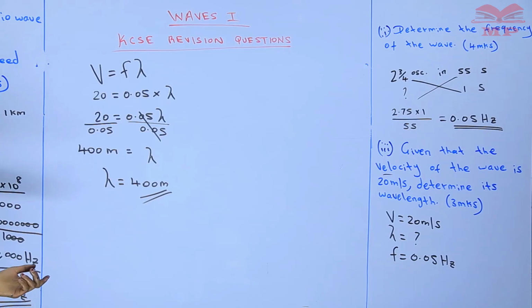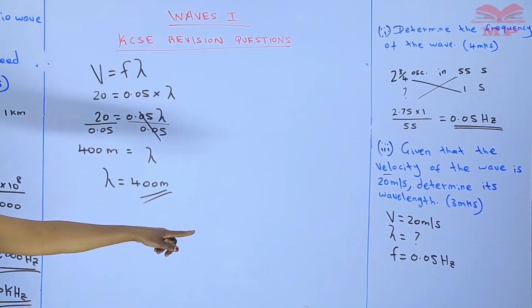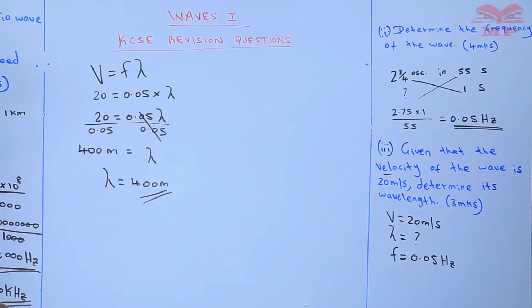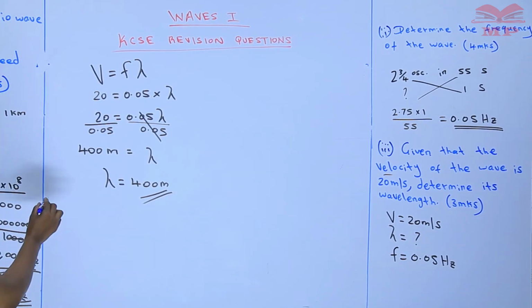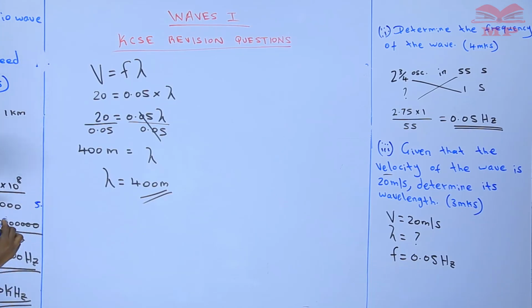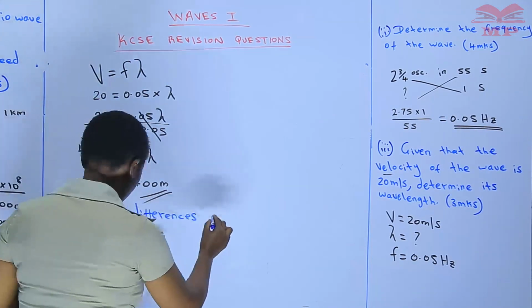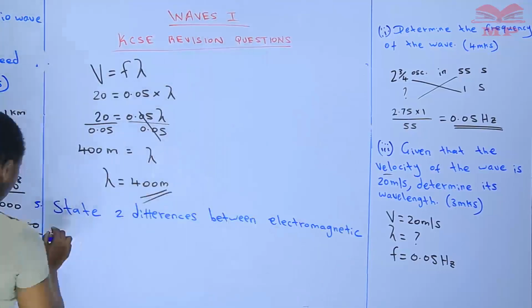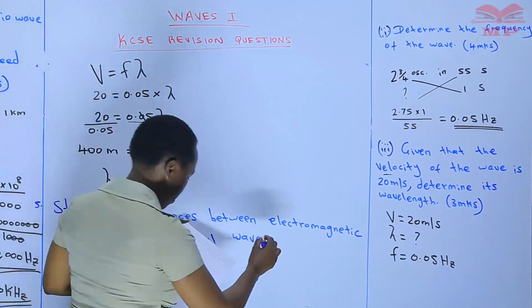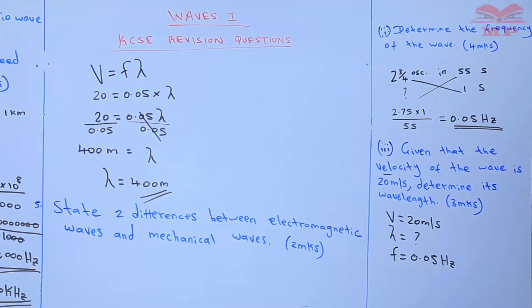So it was one question carrying, those are 4 marks plus 3, 7 plus 1, 8 marks on waves 1. So we move ahead and look at question number 5. I said we are going to look at 7 questions. So number 5. So that's our next question.